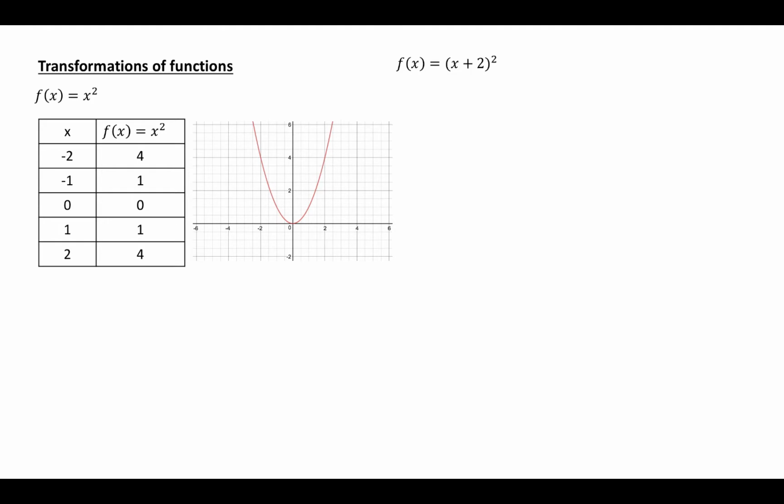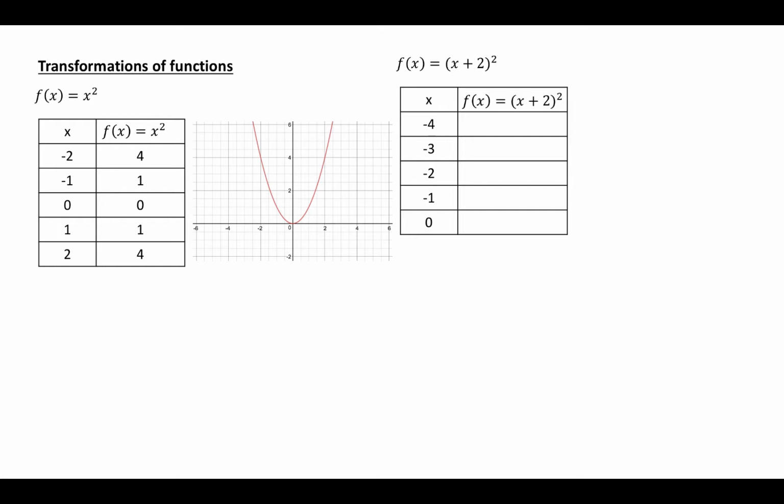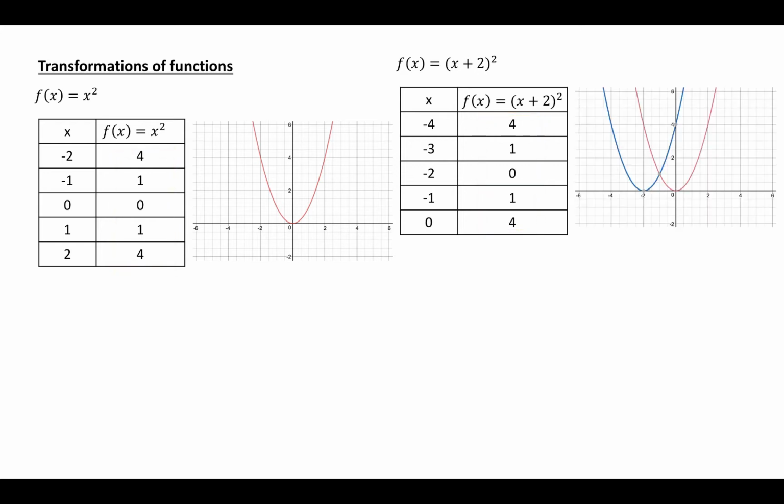Now let's look at the graph of f of x equals the square of x plus 2. The important thing to note here is that 2 will be added to each x value before that quantity is squared. In order to compensate for the addition of 2 units to each of the x values, we will subtract 2 from each of the x values in our previous function. We do that so that the y values will be the same. So when we graph it, we can see that the graph of f of x equals the square of x plus 2 is shifted 2 units to the left of the graph of the function f of x equals x squared.